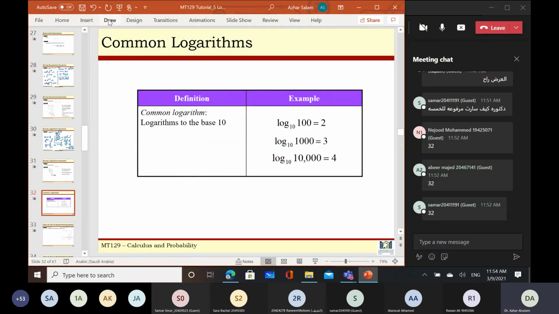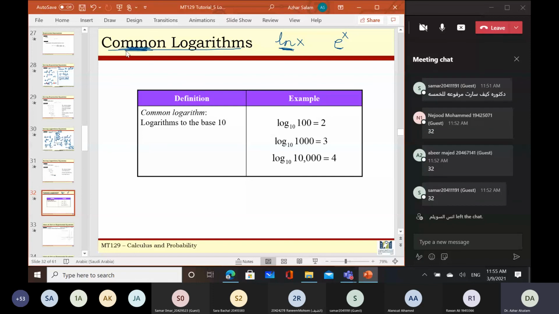So the last thing that we will mention in this tutorial is the common logarithm. We said that ln x is only the natural logarithm and it's the inverse for the base e. Okay, the inverse function if the base was e. There is another logarithm called the common logarithm, الأكثر شيوعا أو الأكثر استخداما في الألجبرا, which is the base 10.